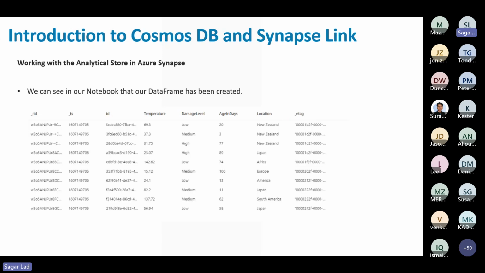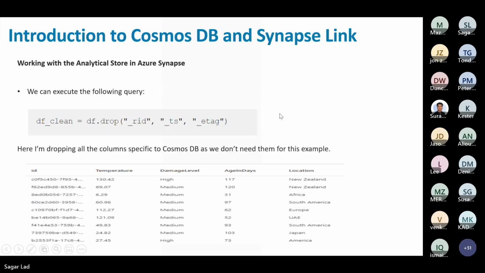Now, when I display this data frame, you'll be able to see all the data which is present in the JSON file. So we have RID, timestamp, ID, temperature, damage level, age in days, and location. Now let's do some ETL processing as well. I want to get rid of RID, TS, and ETag from the previous columns. Once I run this command in the Spark pool, this df_clean will only contain ID, temperature, damage level, age in days, and location.